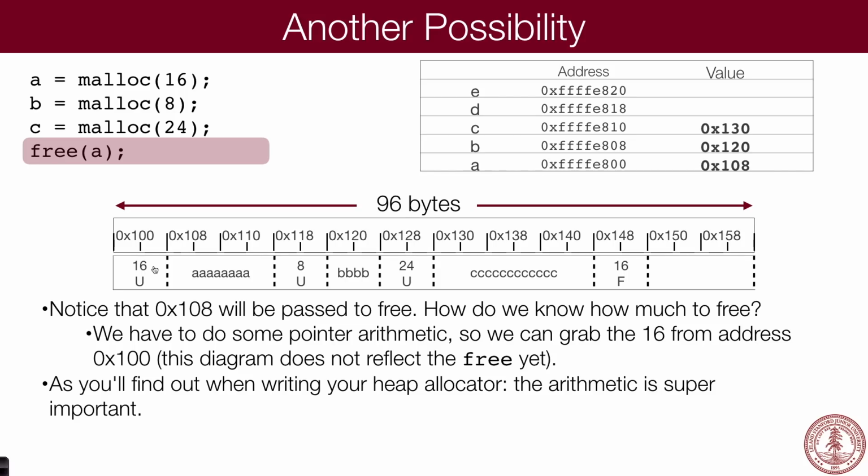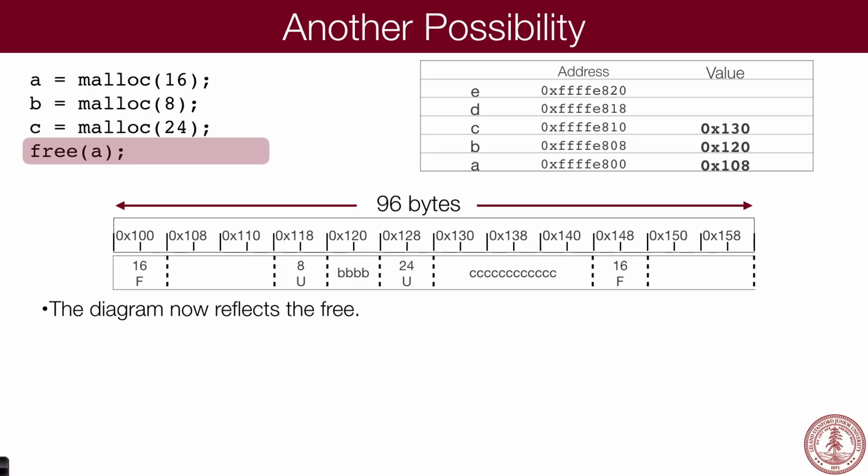Okay, and this arithmetic is just super duper important because if you get it wrong, even if you're off by 1 byte, it's just going to mess up the entire thing because you won't read the right value out of it. Okay, and what does it do? It frees it like that. Okay, and now it says, oh, I've got 16, and it's free in that location.